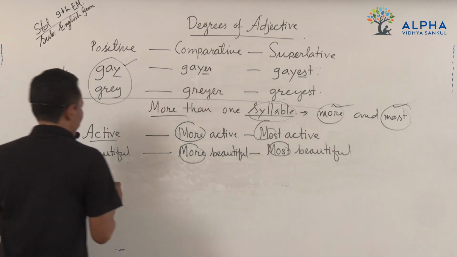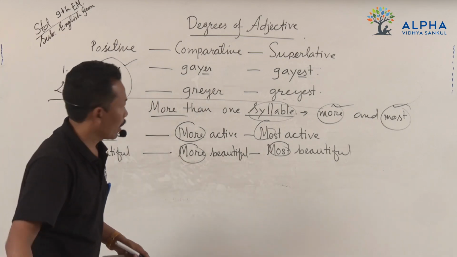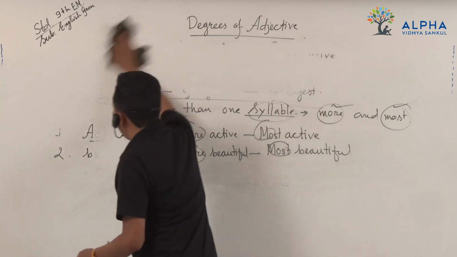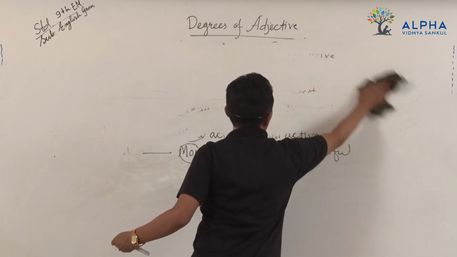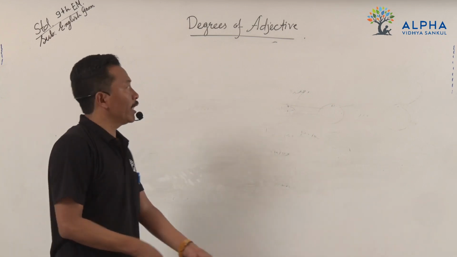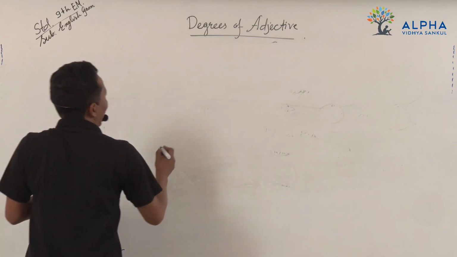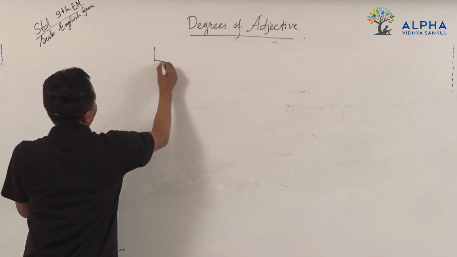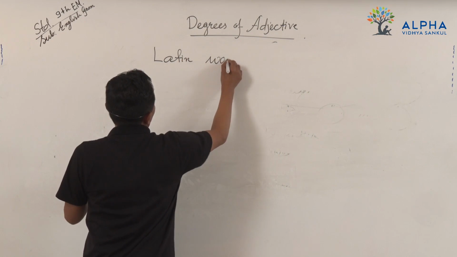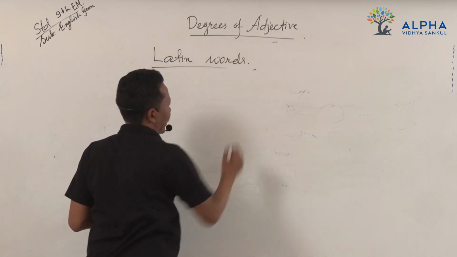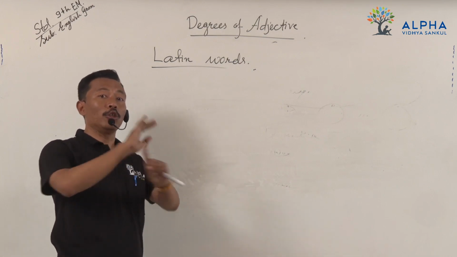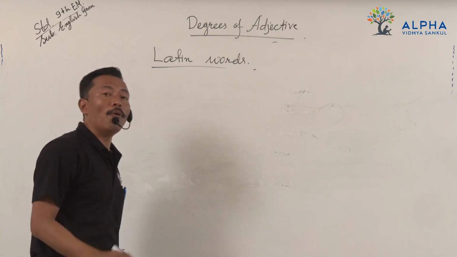But students, there are some adjectives. They are only in the comparative form. They don't have positive and what? Superlative. And they belong to Latin. They come from Latin words. They do not have positive. They do not have superlative. Only they are in the form of comparative.